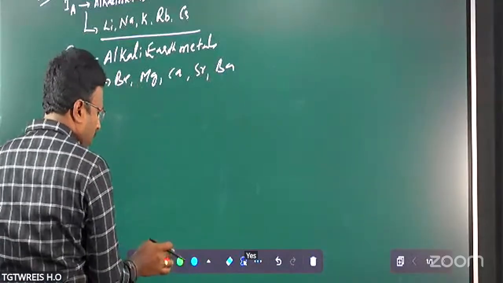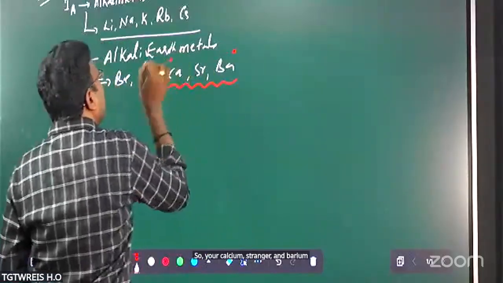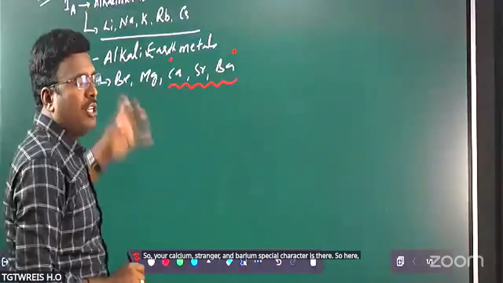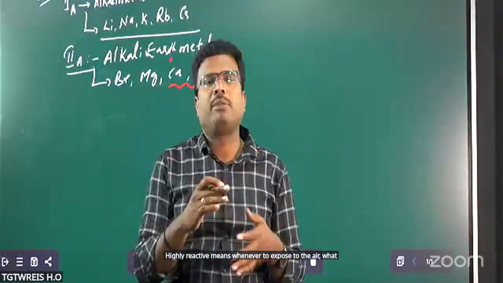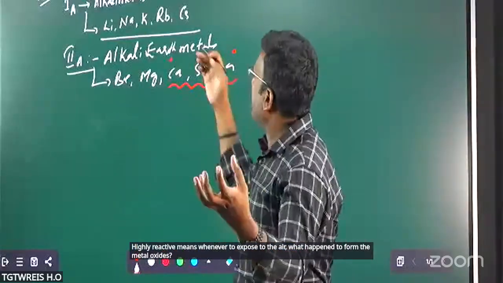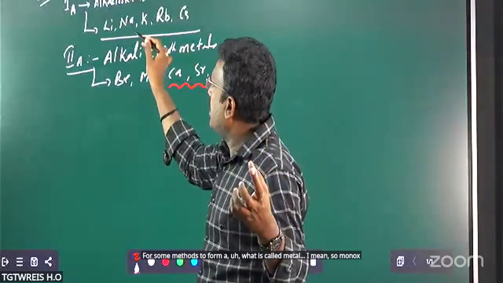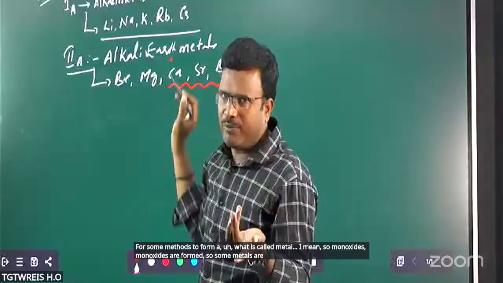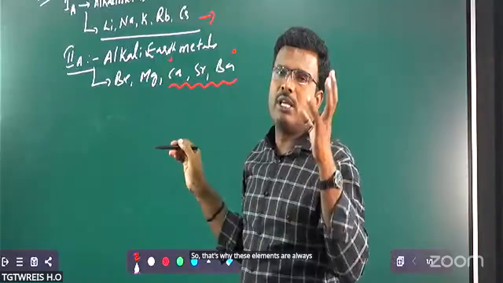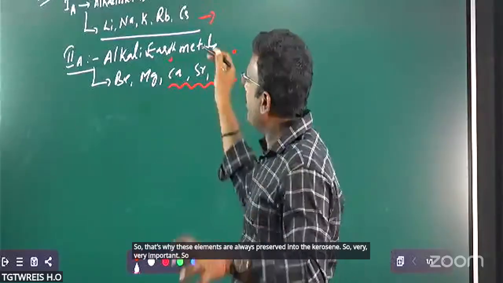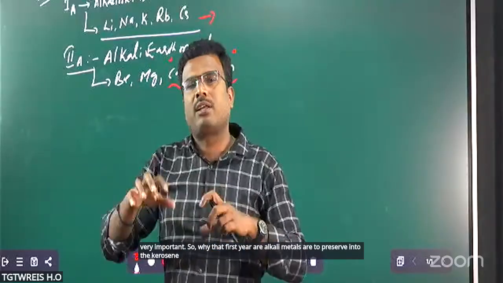Calcium, strontium, and barium have a special character. Alkali metals are highly reactive in nature. Highly reactive means that whenever they are exposed to air, metal oxides are formed. Some metals form monoxides, and some form peroxides. That's why these elements are always preserved in kerosene. Why are the first A group alkali metals preserved in kerosene? Because these elements are highly reactive.